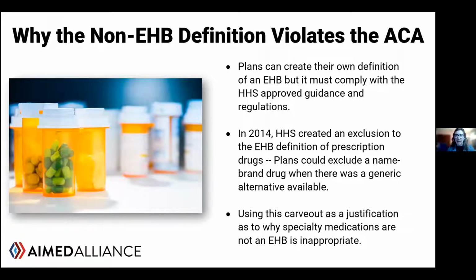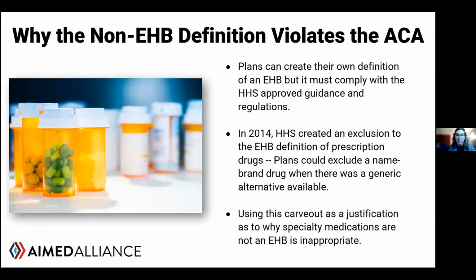So the second way that we see this violating the ACA is violating the definition of an essential health benefit. Plans are allowed to create their own definition of an essential health benefit, so long as it's consistent with HHS approved guidance and regulations. So far, HHS has created a very narrow exception to the definition of a prescription drug as an essential health benefit. This narrow exclusion was created in 2014, in which HHS said that you could exclude the amount of cost sharing that a patient was paying if it was for a name brand medication that had a generic alternative. So in that very narrow case, HHS has permitted that cost sharing to be excluded.